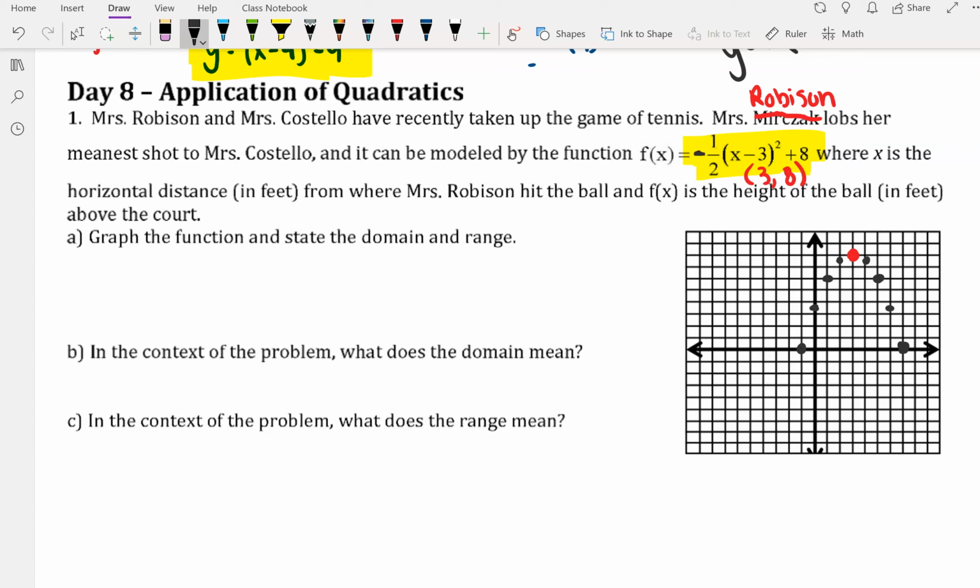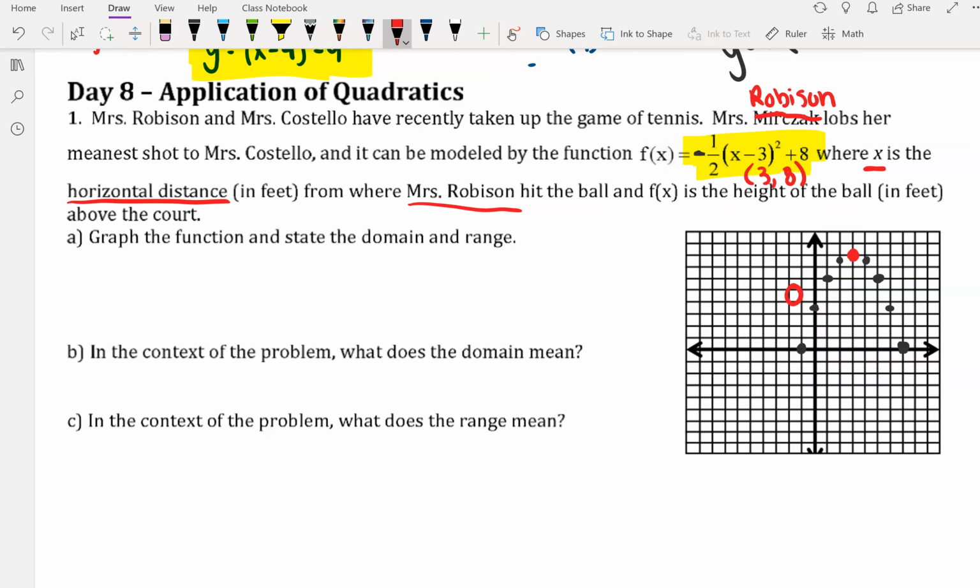this all really means. So let's go back and kind of read up on everything. It says that x is the horizontal distance from where Mrs. Robinson hit the ball, and f of x is the height of the ball. So if we're at 0, if we're at the y-axis here, this is where Mrs. Robinson hit the ball, because the distance from where she hit the ball is going to be 0 when we're at the y-axis. So I'm going to draw myself a little picture.